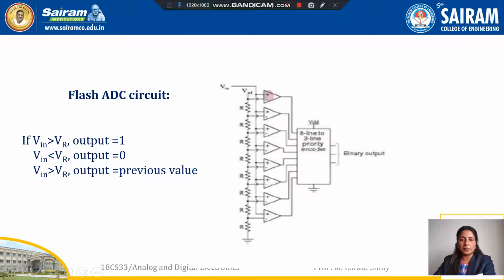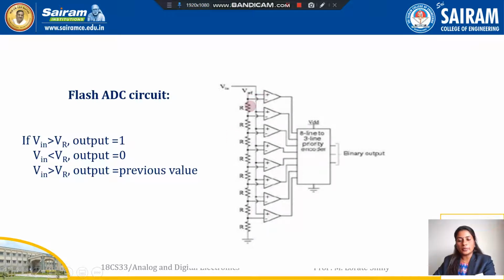So you can see here the binary outputs are 3 bits. To have 3-bit binary output, we have to use 2 power 3 comparators. 2 power 3 is 8 comparators we have to use. All the 8 comparators have two inputs. One is reference voltage, another one is input voltage. VIN is the input voltage. This is one of the inputs, another input is reference voltage.